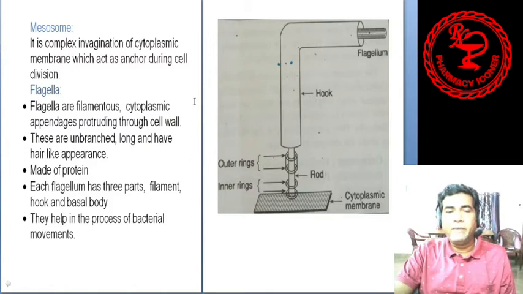Flagella are filamentous cytoplasmic appendages protruding through the cell wall. These are unbranched, long, and have a hair-like formation. Each flagellum, singular is flagellum, has three parts: the filament, this is the filamentous part, then the hook part, and this is the root part. And what it does is help in the movement of the bacteria.